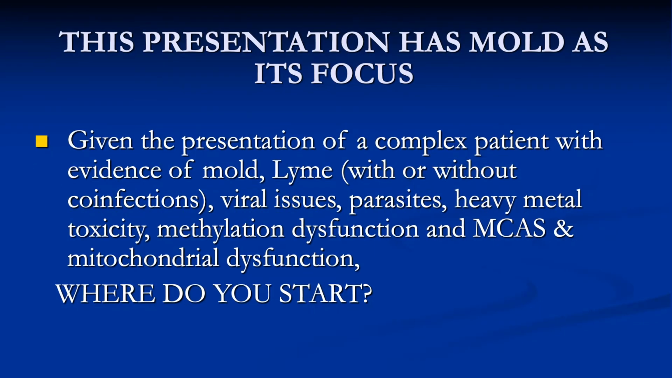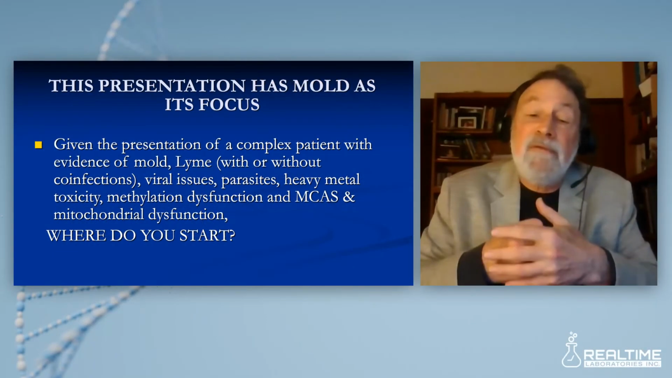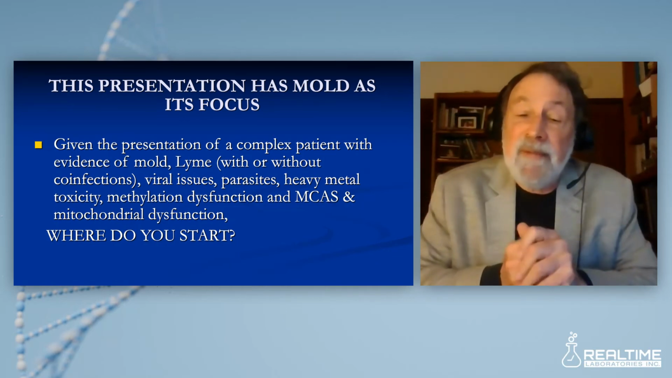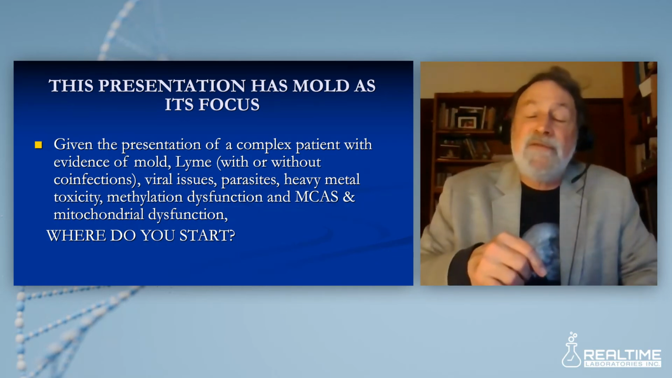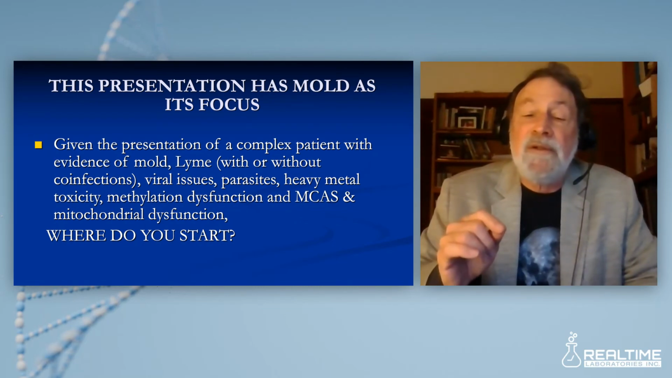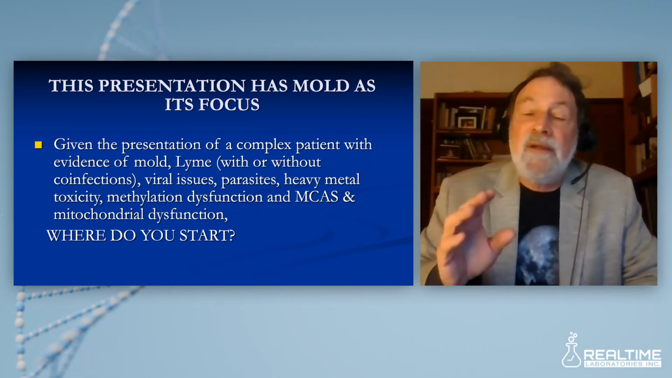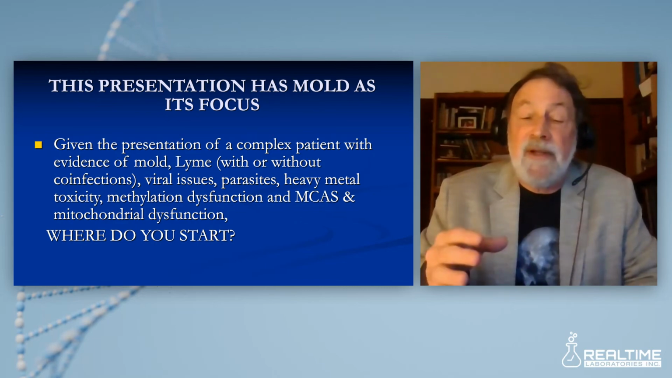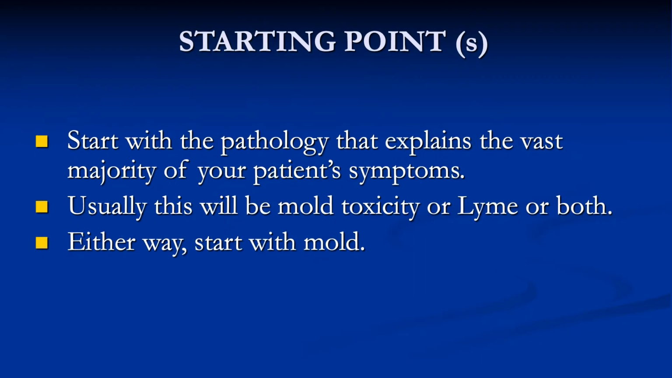Okay, so this presentation had mold as its focus. One of the things I want to at least mention is, given the presentation of a complex patient with mold and Lyme, viral infections, parasites, heavy metal toxicity, methylation dysfunction, mast cell activation, mitochondrial dysfunction, the difficulty that most physicians have, in my experience: where do I start? What do I have to do first?